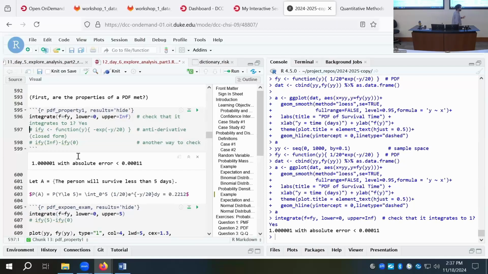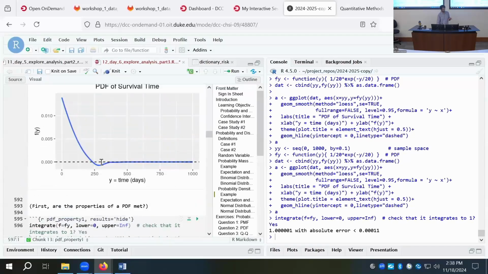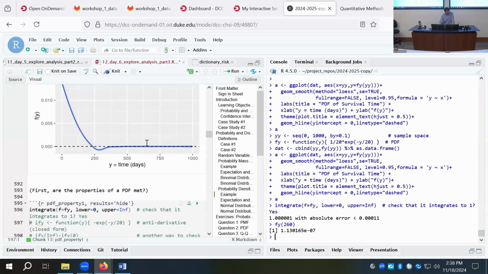And it's greater than 0 for all values. I don't know exactly what's going on here. I think that's some kind of coding weirdness. Let me see. 260. Yeah, that's some kind of weird dip there. That shouldn't be happening. Okay. Any questions on that?